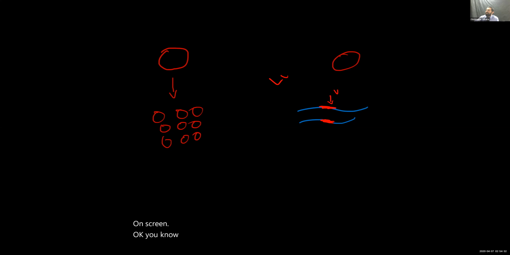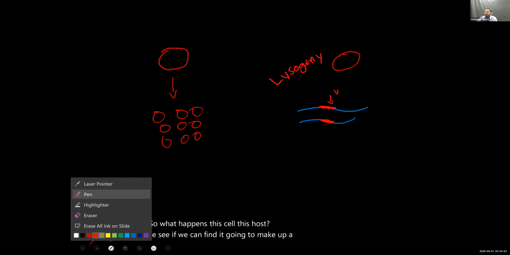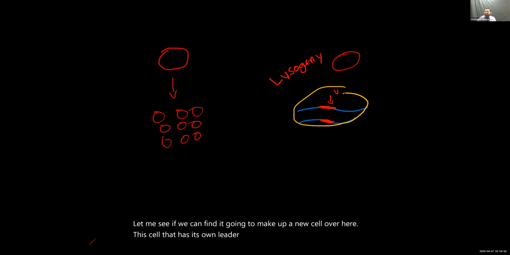All right. Yeah. So now, this is called lysogeny. There it goes, lysogeny. And so what happens? This cell, this host, let me see if we can find it. I'm going to make up a new cell over here. This cell that has its own DNA kind of contaminated, if you will, with some viral DNA, will just replicate on its own. Not worrying about the world, not damaged, not hurt.